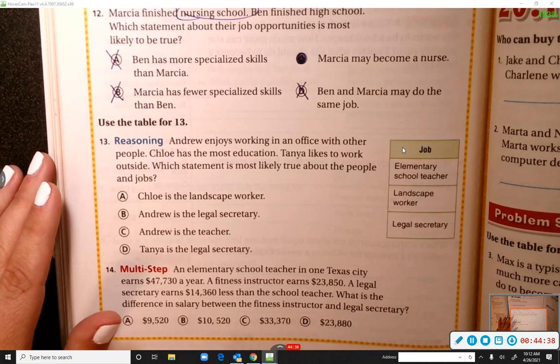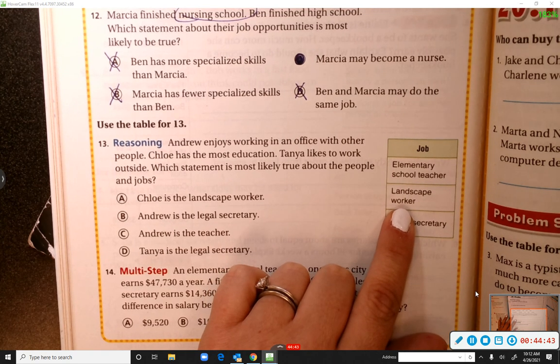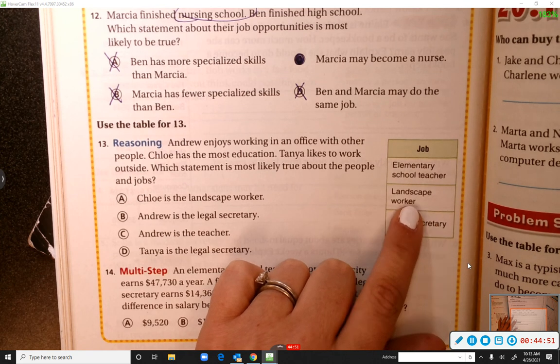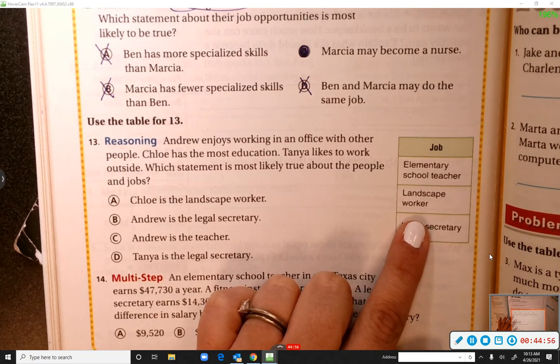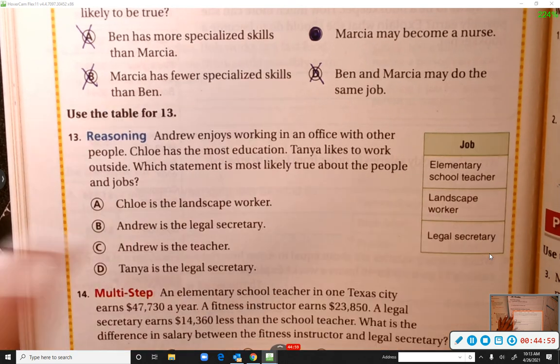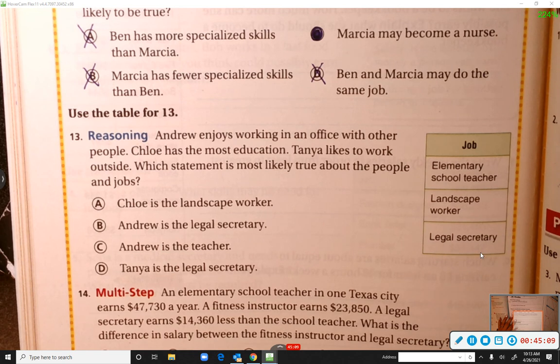Okay, 13. We have an elementary school teacher, a landscape worker. Do we know what that means? Somebody that is working on land. A landscape worker means somebody working on your yard. They could even be working on office building gardens and stuff. So anything that has to do with gardens or land. Legal secretary, that is a person that's working in an office for maybe a lawyer or a lawyer's office, okay?